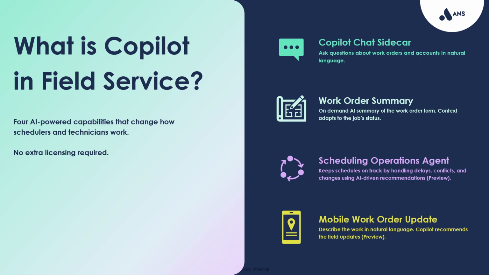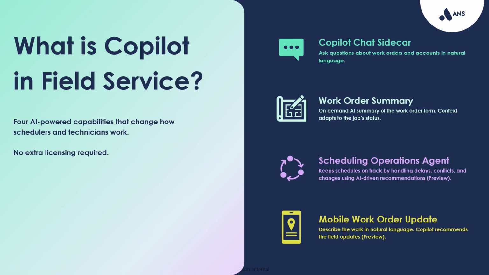So what is Copilot in Field Service? It's not one single feature. It's a set of AI capabilities built into the platform, and today we're going to cover 4 of them. On screen, you can see them laid out, starting at the top with the Copilot chat sidecar. It's a natural language chat panel built into the Field Service web app. You can ask questions about your work orders and accounts, and it surfaces the answers. Below that, we have the work order summary, a single button on the work order form that assembles the full picture. Asset history, booking detail, outstanding tasks, and the content changes depending on where the job currently is.